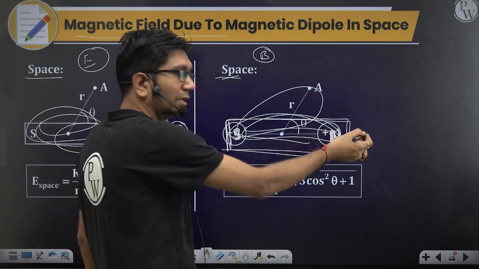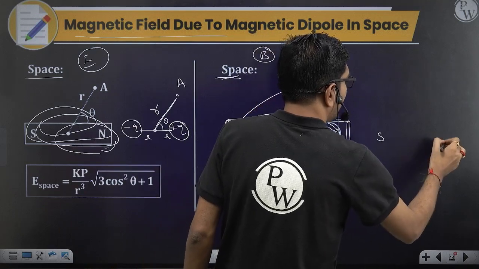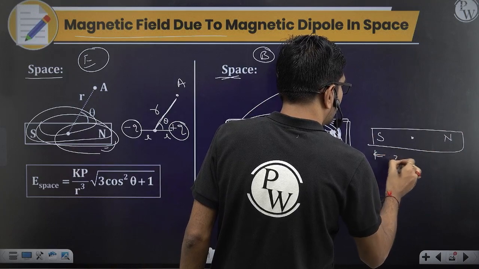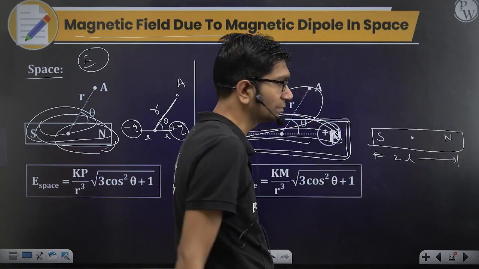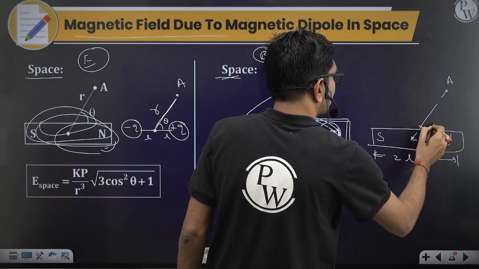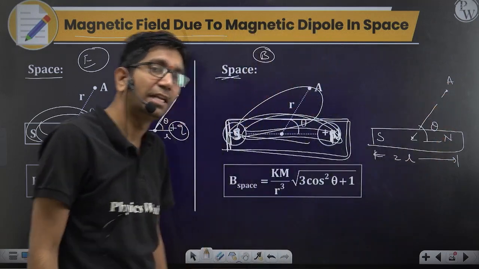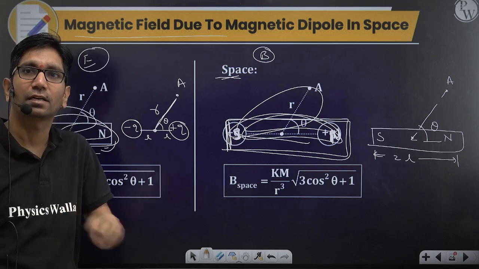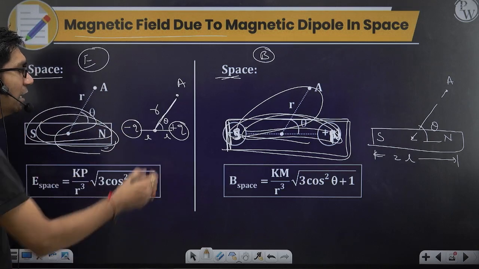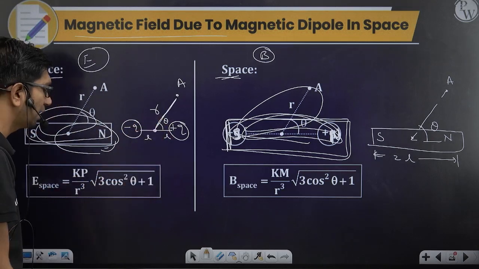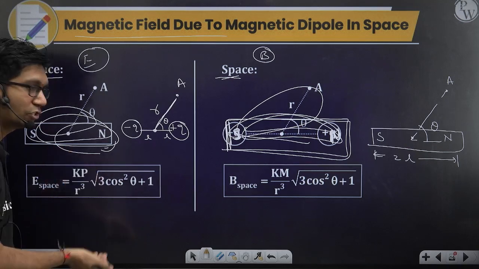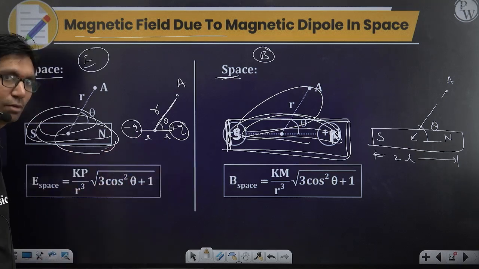Draw this one. This is a south pole and this is the north pole. This is the center, and the distance separating them is 2L. At this point A, you have to calculate the magnetic field intensity due to the magnetic dipole. So what is the formula you will get? In the exam he will give you the angle theta. According to my guess, he may ask you a question based on this topic.